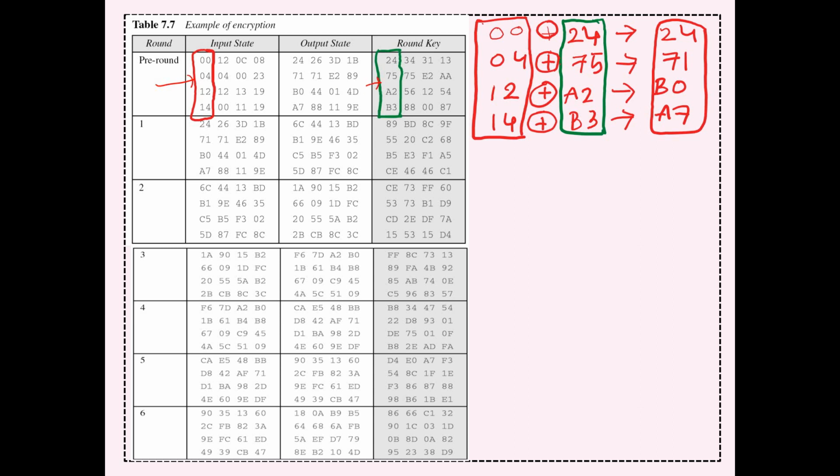So, if you see, this is one of the examples. I've just taken the first column itself and calculated it. You can see the 24, 71, B0 and A7 appearing here. This is the same as the add round key process. You take one column, you XOR it with the standard column, and whatever the output, you just substitute that as the new column. So that is happening over here.